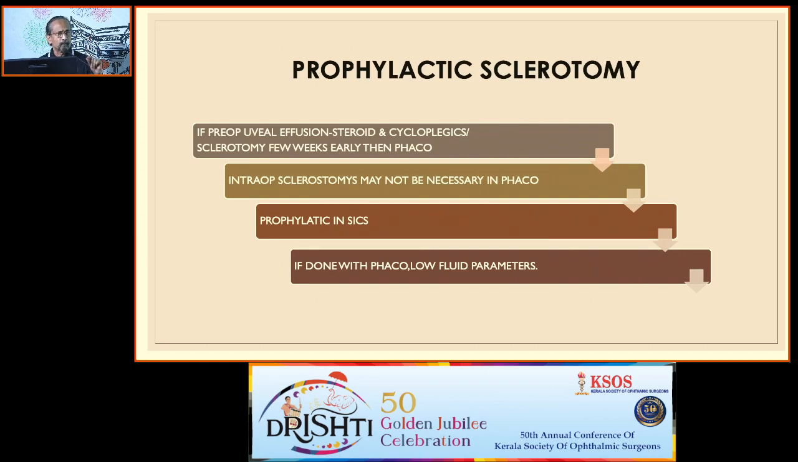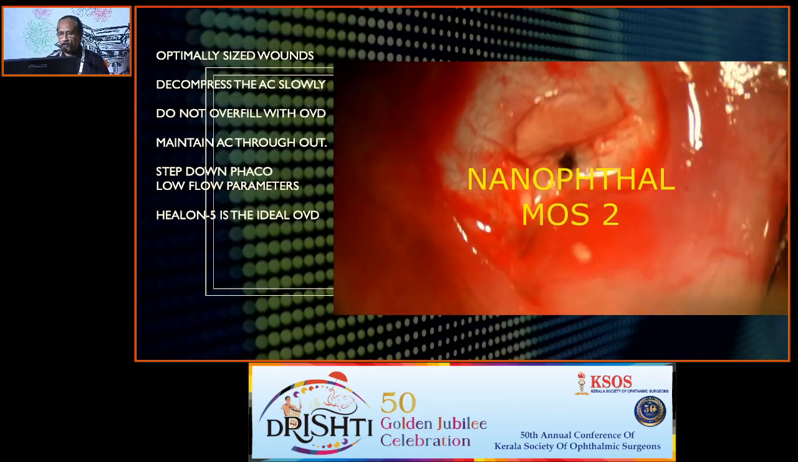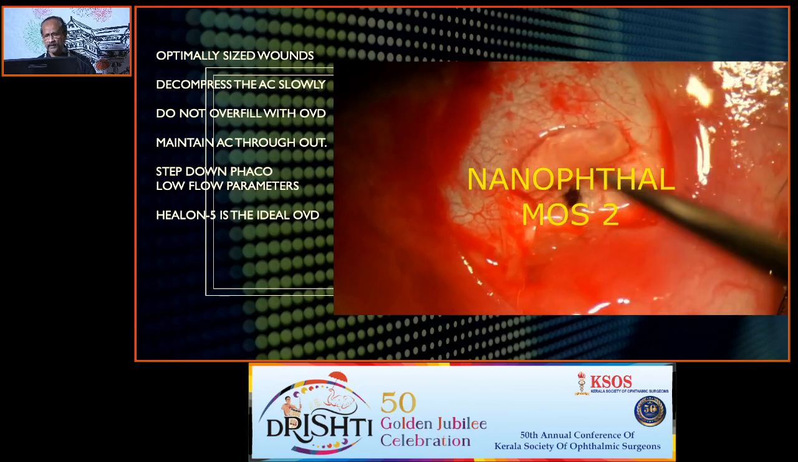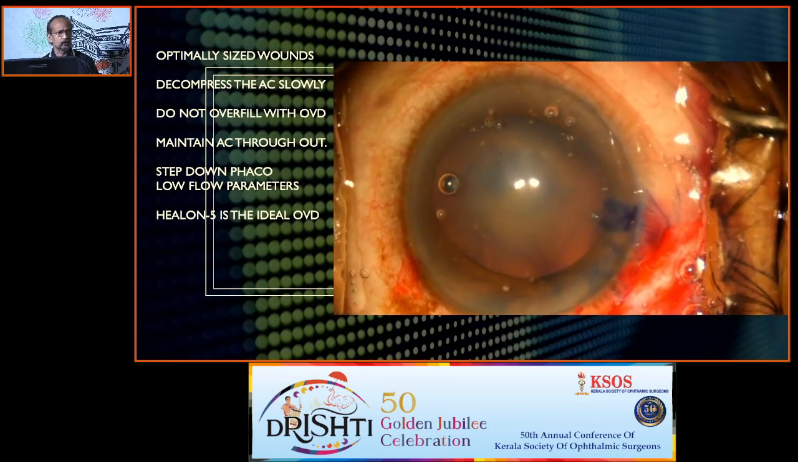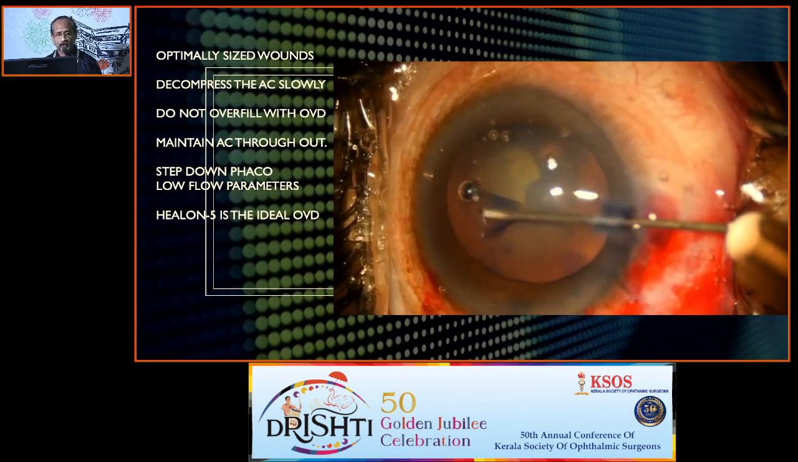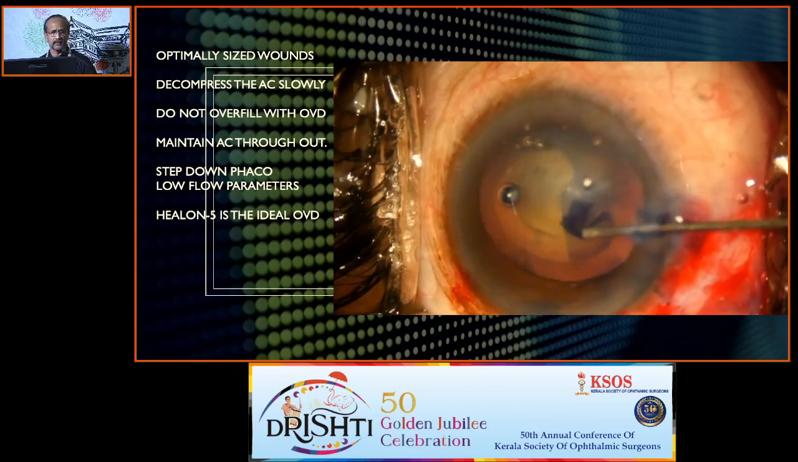But if you put in a sclerotomy in Phaco, please remember, don't keep the bottle high because it has been reported to have vitreous coming out or the uveal tissue coming out through the sclerotomy. Keep your flow parameters low. So here we have nanophthalmos, a small eye, this is around 19 millimeters length. Always decompress slowly, long incisions, but very optimally sized incisions.